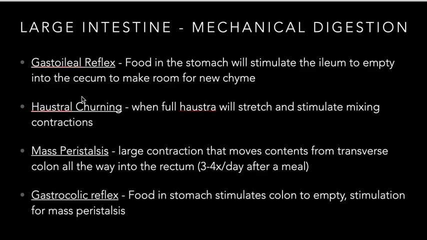Haustral churning, again, is just that fancy term for when those little pouches are going to mix things together. And then we're going to also see that mass peristalsis, again, which is a large muscular contraction that's going to move things through the large intestine. So we're going to move things from the transverse colon all the way down to the rectum about 3 to 4 times a day. And again, usually after a meal because of this gastrocolic reflex.